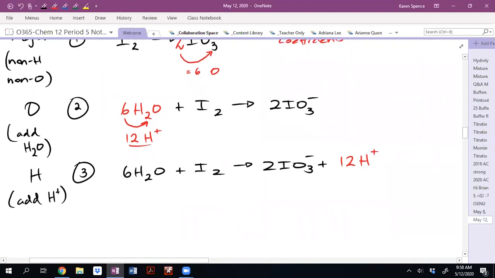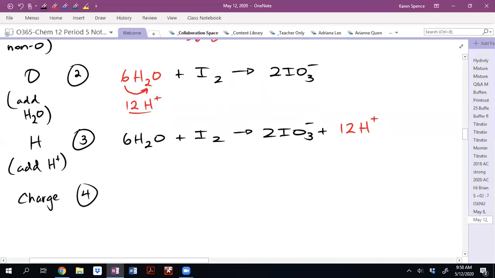And now it's important that I had that charge there, because the last thing we're going to do is balance our charge. And we do that by adding electrons. And remember, electrons are negative, so you'll add electrons to the more positive side.